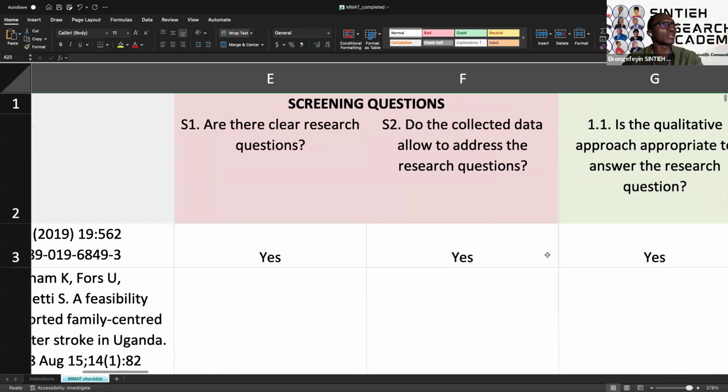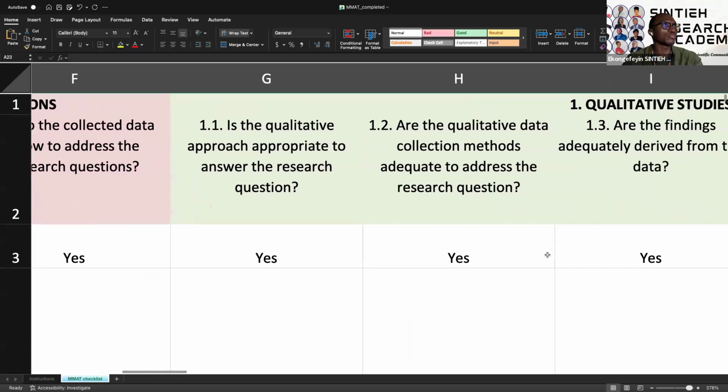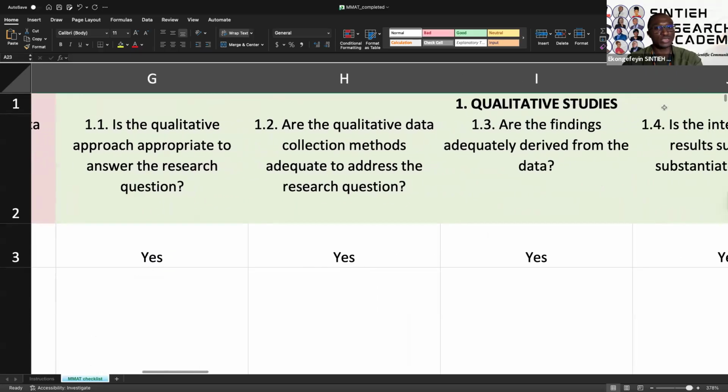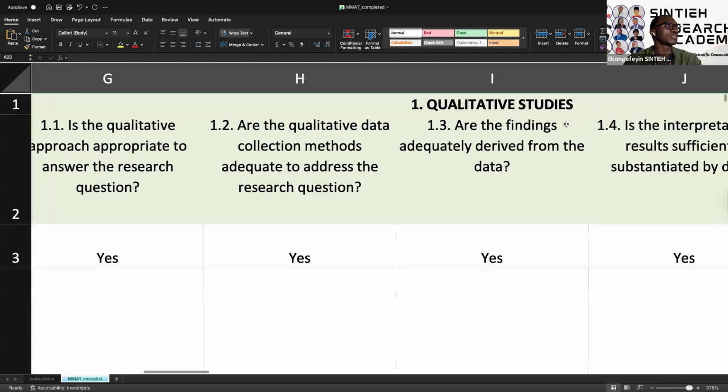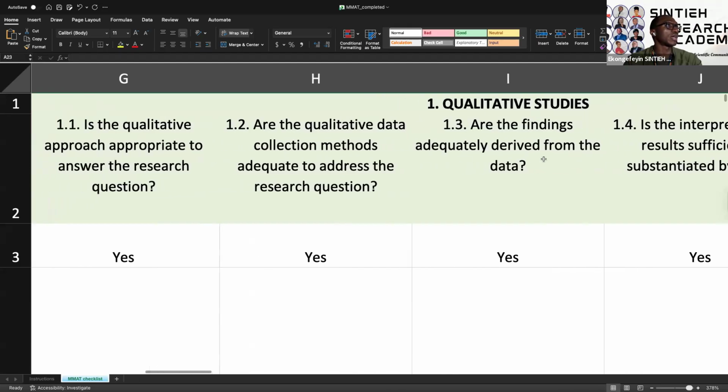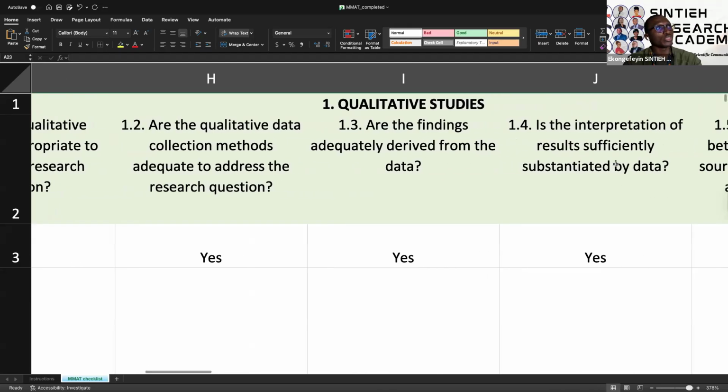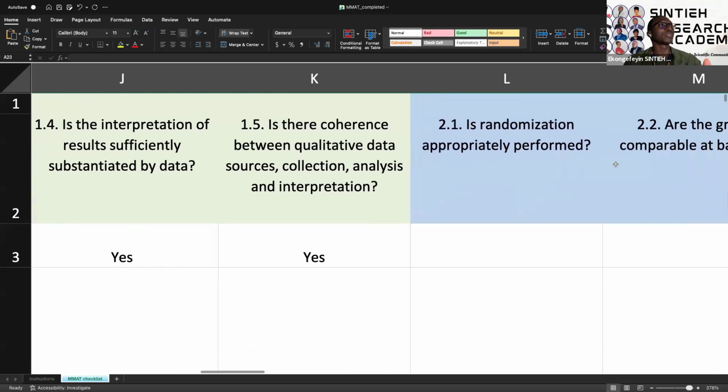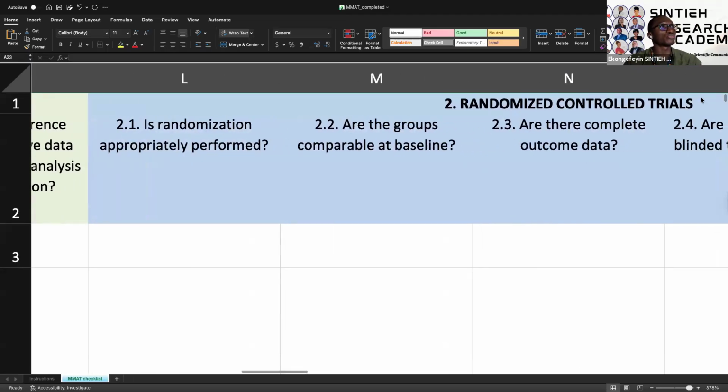So that's it. Now the next set of questions are for qualitative studies. The advantage is that it has all of those various designs in one. So again, you see, for qualitative studies, you can go across and answer all of the questions if this was a qualitative study. The next is for a randomized control trial.